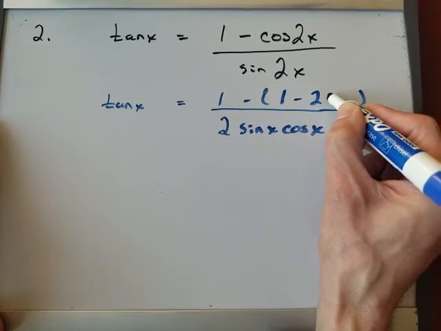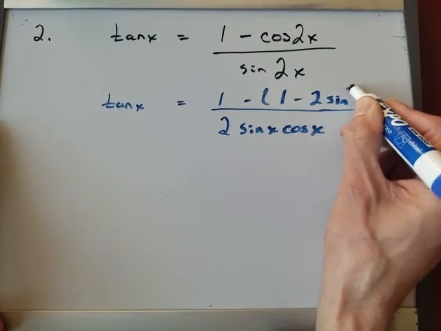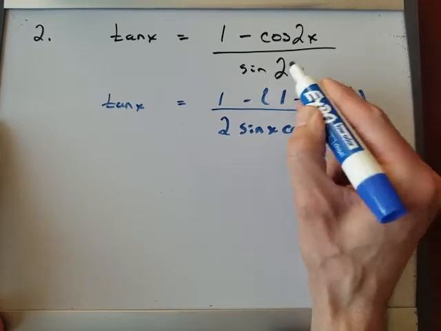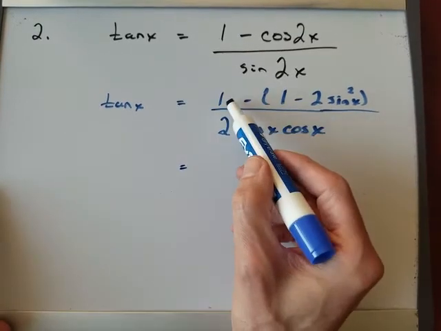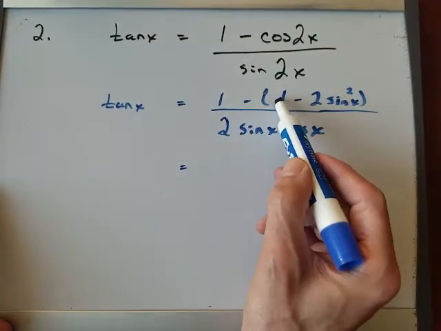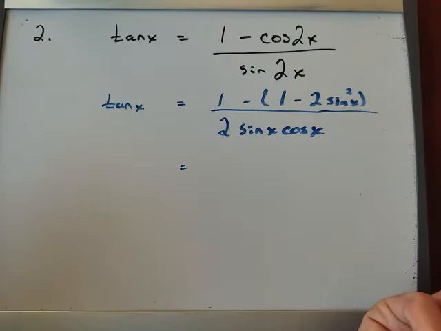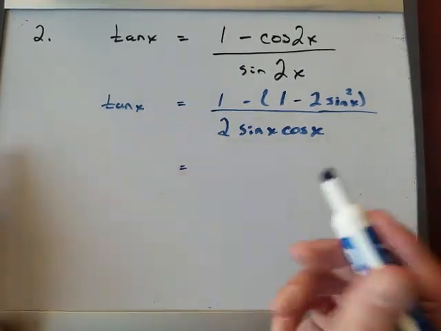I'm going to write it down. 1 minus 2 sine squared x. Notice the difference between the squared and the 2 like that. Why would I even know to do that? Well, here's what it is. 1 subtract 1, that goes away. That's got to be going somewhere good because then we can start to cancel things out.